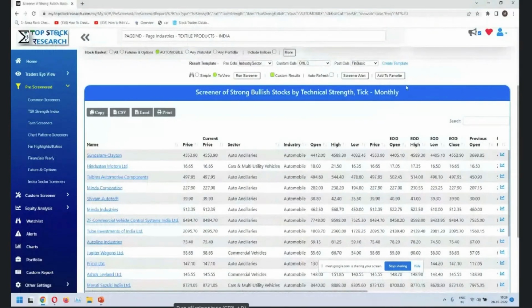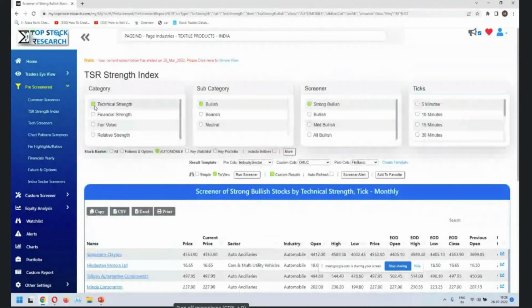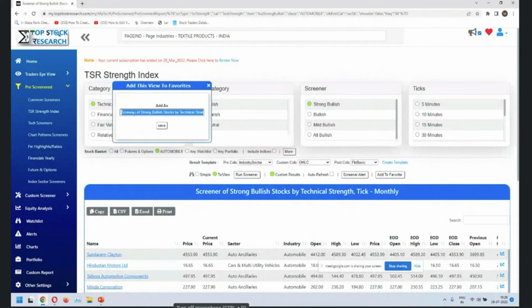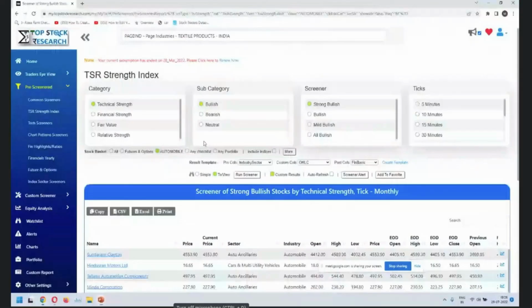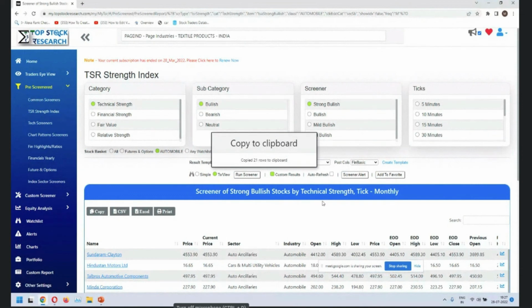Once you are happy with this, you add to favorite so that you don't have to click multiple things, come here, click here, click here. It's painful. You just say add to favorite, give it a meaningful name, and then you can directly get to this place. What else we have? Export data. You can export the data to CSV, Excel. You can print the stuff. You can copy this stuff to your clipboard.